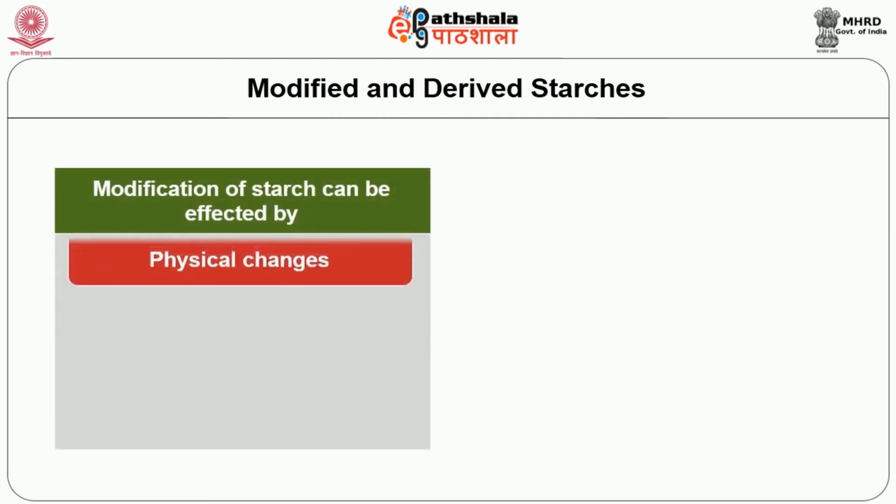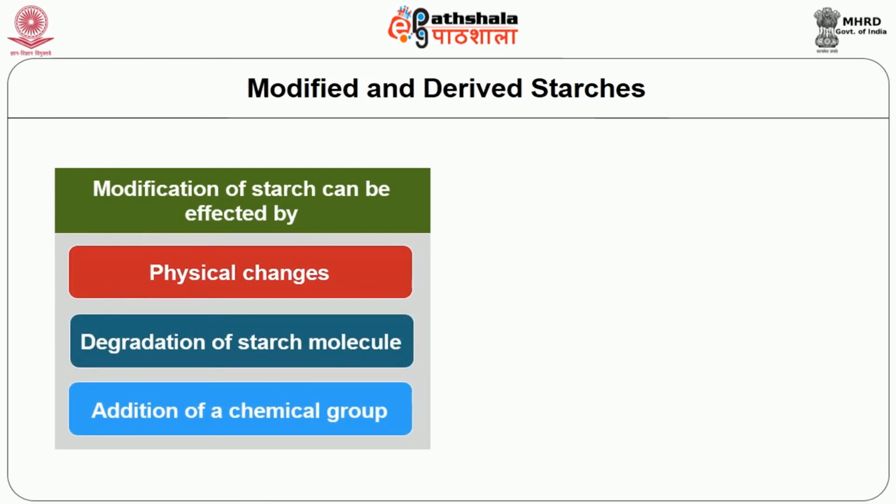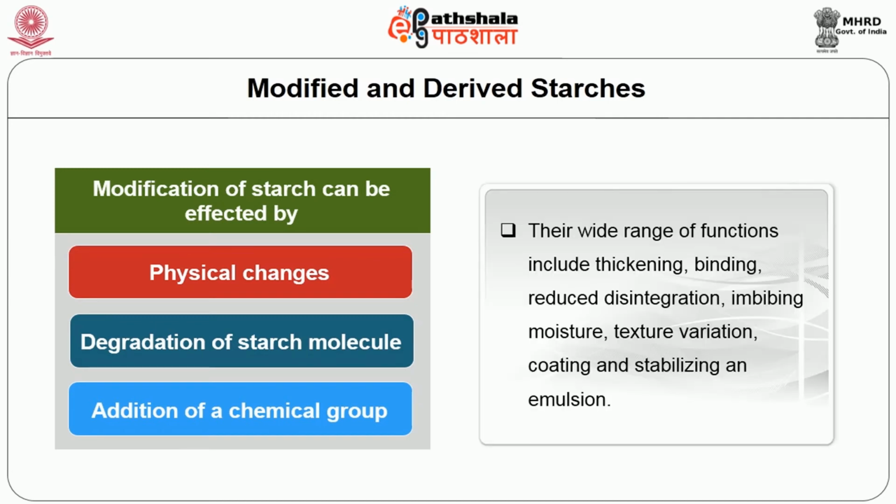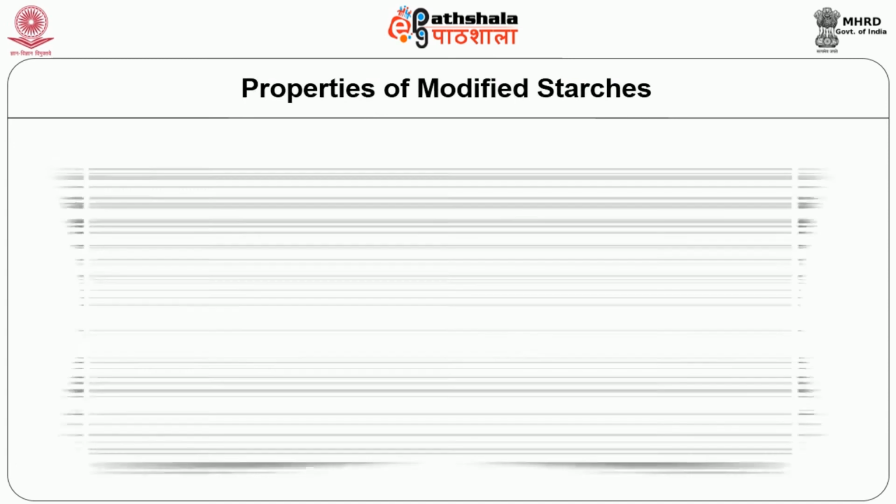Modification of starch can be effected by physical changes, degradation of the starch molecule and the addition of a chemical group. The modified starches are widely used as thickening and binding agents. Properties of modified starches.